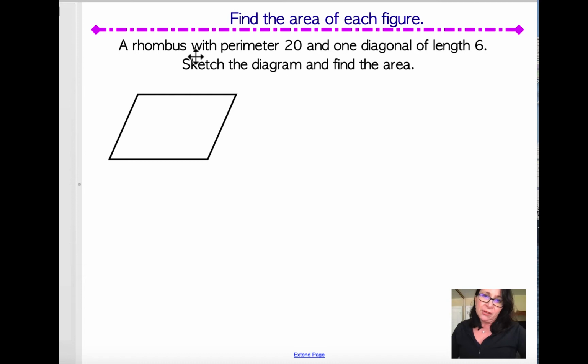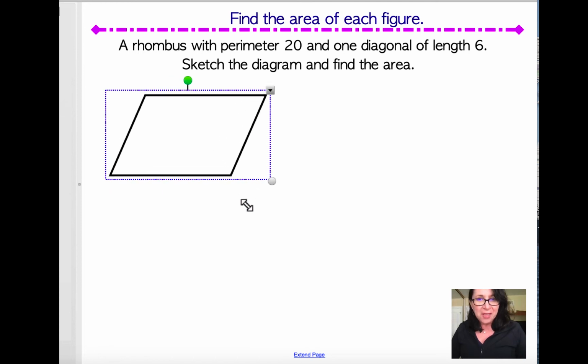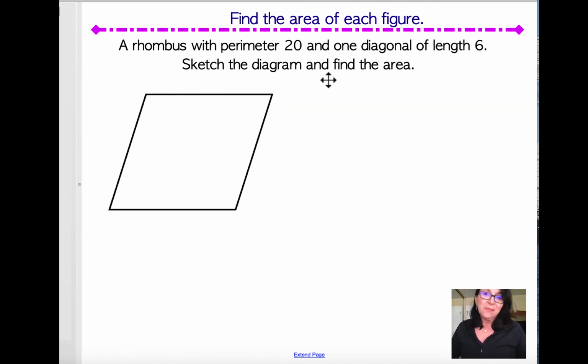Find the area of this figure, not each figure. This is a rhombus. This rhombus looks a little bit off, so I'm going to try to fix that. There we go. Here's my rhombus. It has a perimeter of 20. What you need to remember about a rhombus is that all 4 sides are congruent. What that means is that if my perimeter is 20, if I divide 20 by 4, each of my sides is then going to be 5 units.